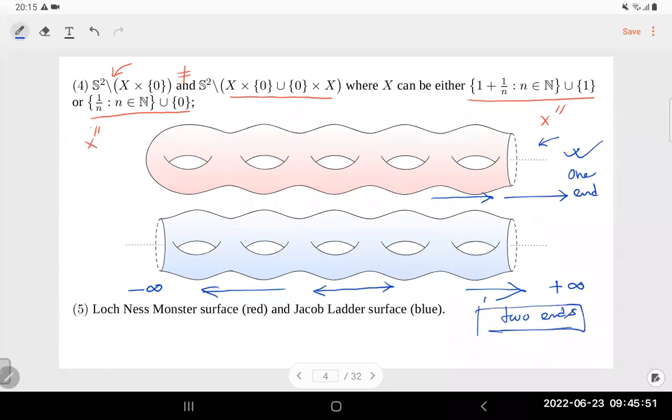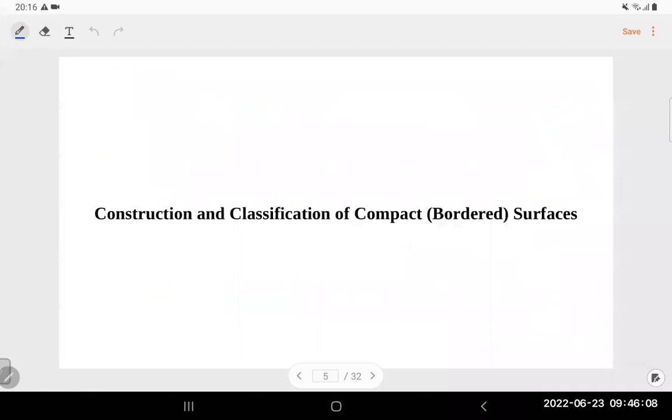So this is the rough idea. Okay, we will see at the end of this lecture why they are not homeomorphic. Sorry, this is a bad notation. Yeah, they are not homeomorphic. Well, so let's recall some background. It is the construction and classification theorem of compact bordered surfaces.